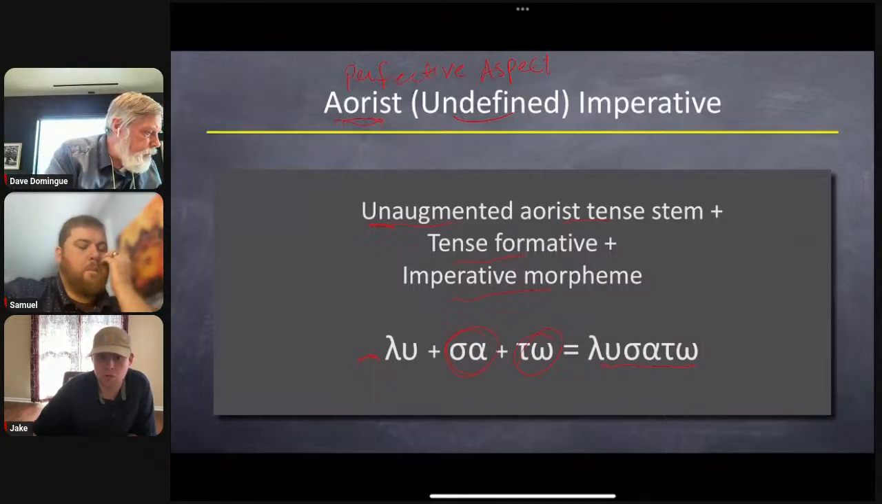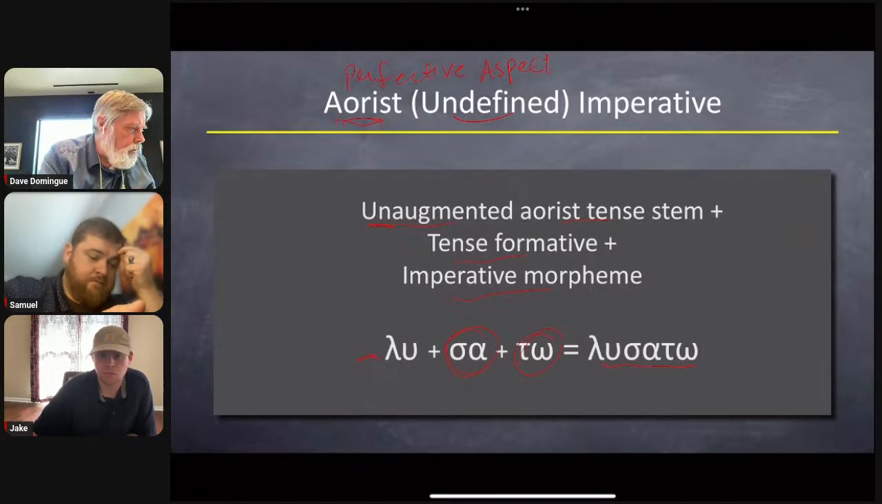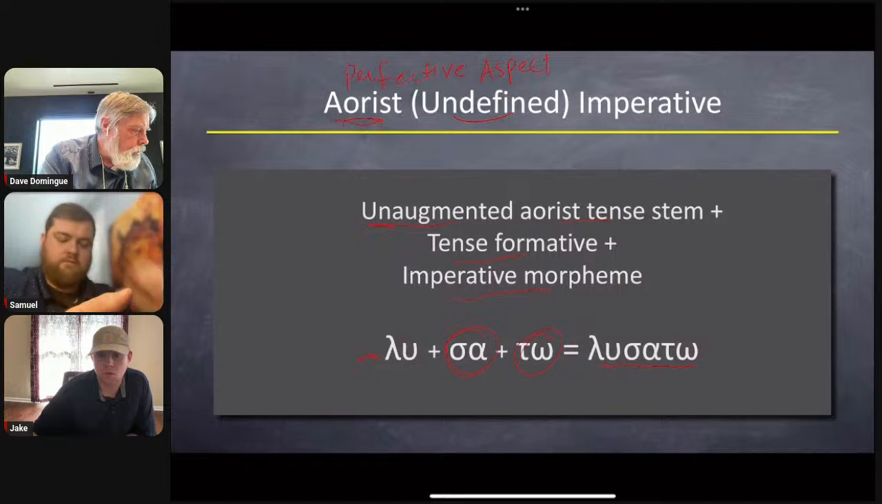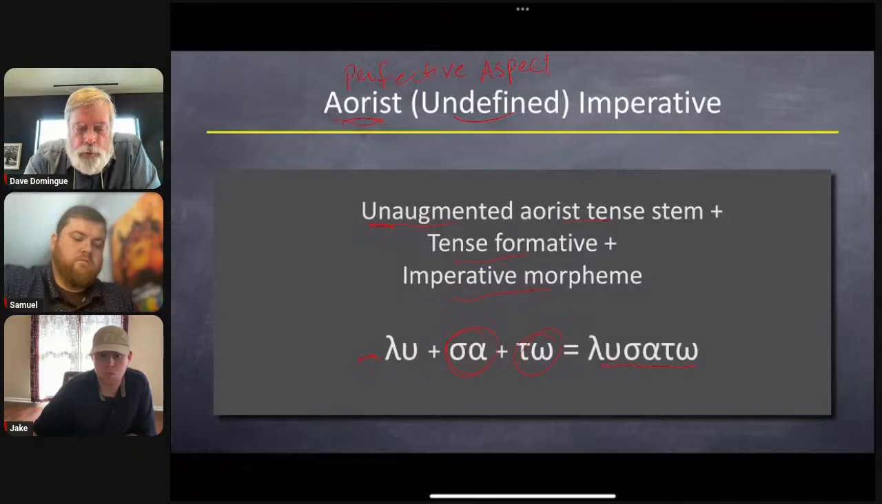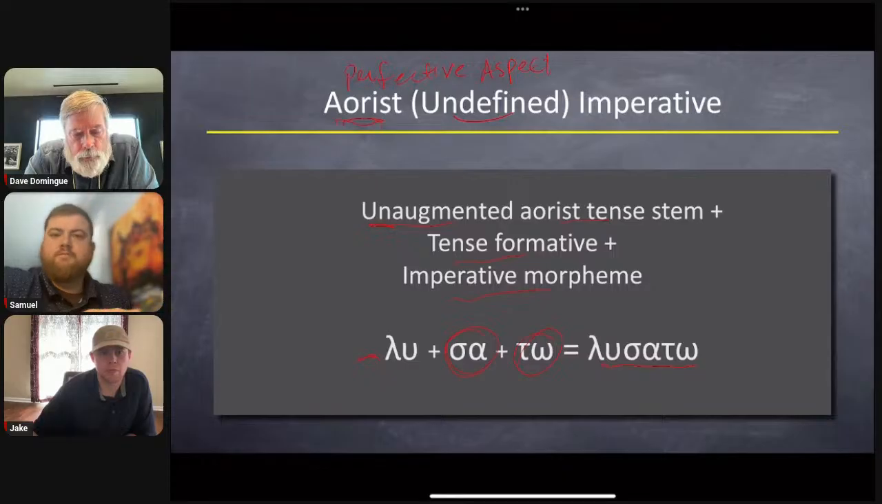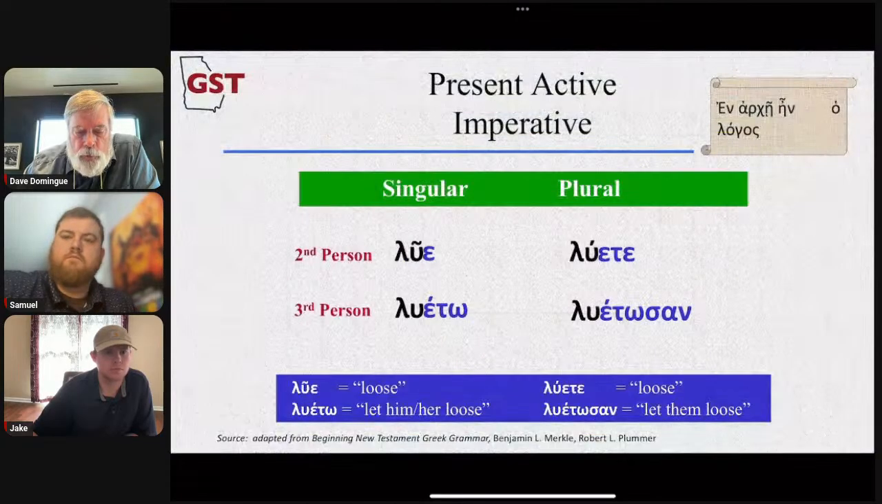Does he give us an example? He does, I think. Let's see. Those are all first aorist. Okay. So let's see, third person singular. Let him loose. Yeah. And that's really the form. Any thoughts or questions or concerns, guys, in that regard so far? Seems pretty straightforward. And for the most part, it is.